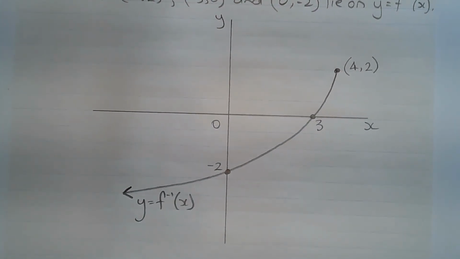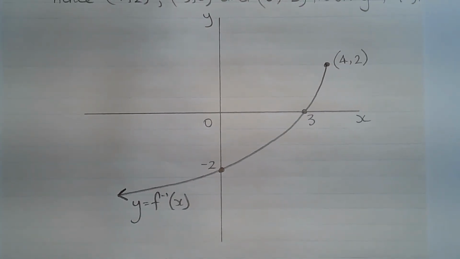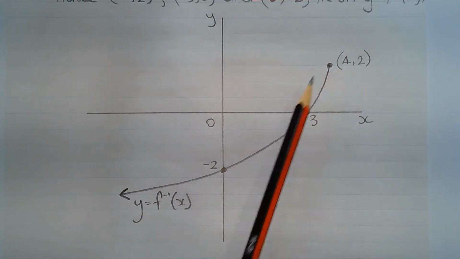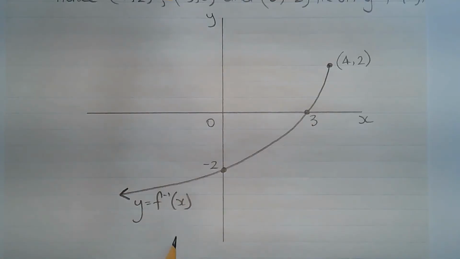So noting that, here is a sketch of the graph of y equals f inverse of x with the points (4, 2), (3, 0) and (0, -2) noted on the graph.